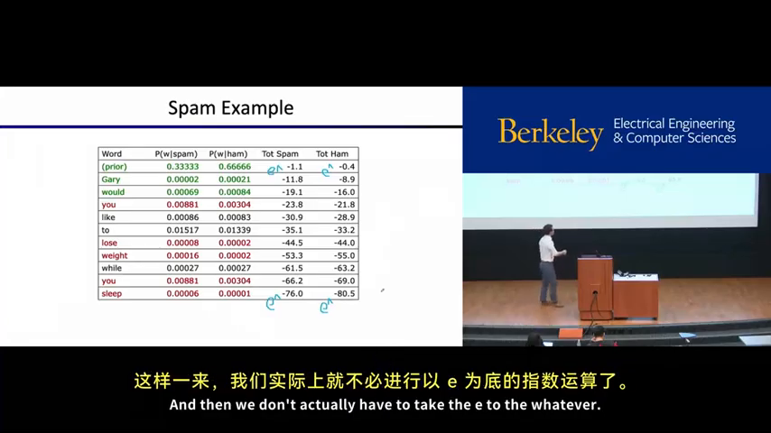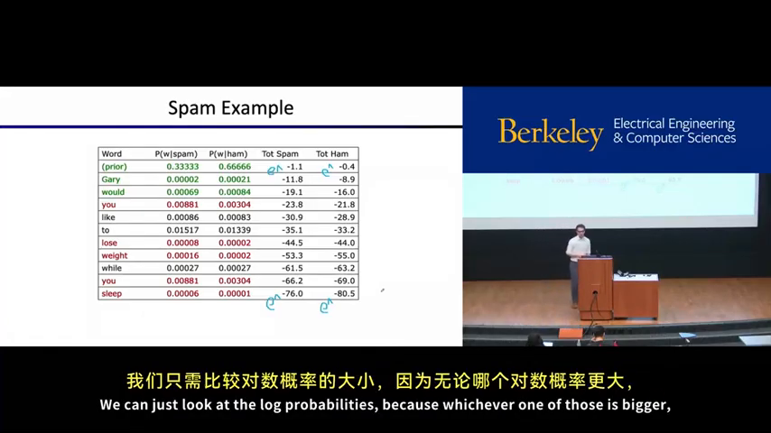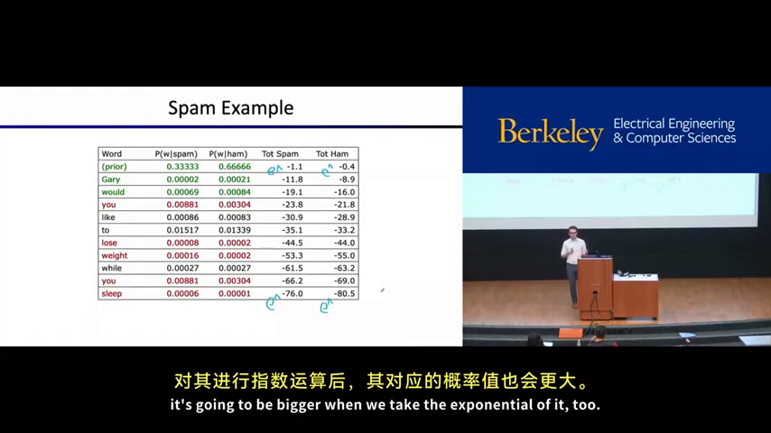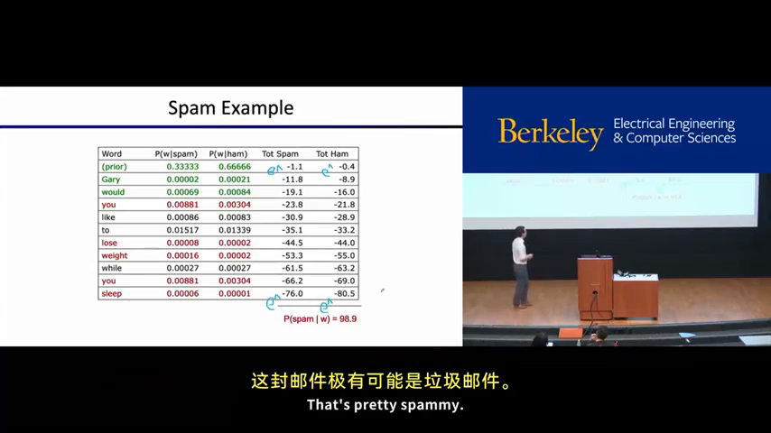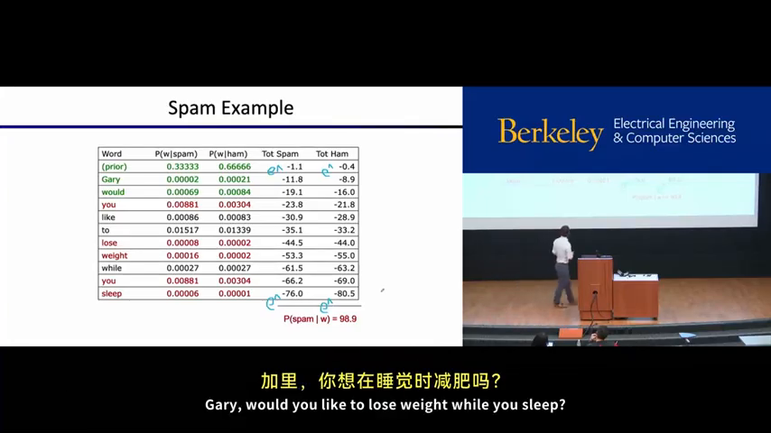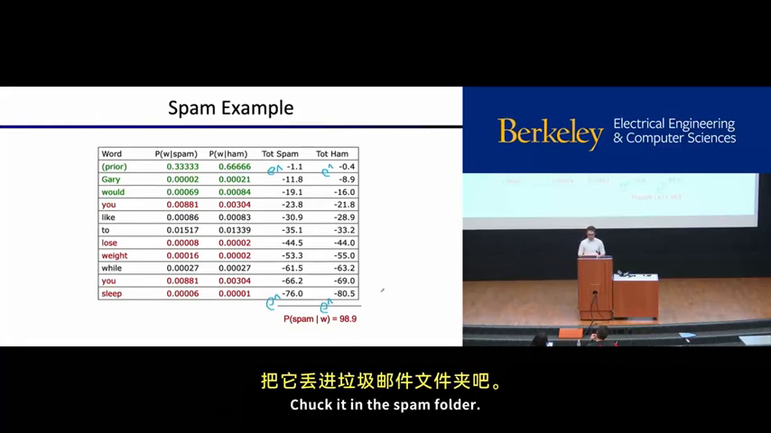And then we don't actually have to take the e to the whatever. We can just look at the log probabilities, because whichever one of those is bigger is going to be bigger when we take the exponential of it too. So we can eventually compute that the probability of spam given these words is 98.9. That's pretty spammy. Okay? Gary, would you like to lose weight while you sleep? Check it in the spam folder.